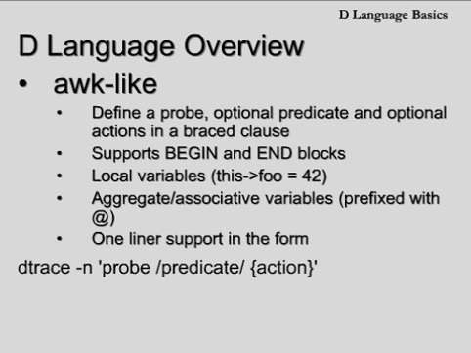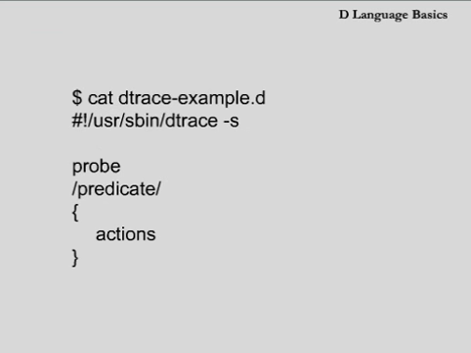So here's our first DTrace example. This is completely contrived. This actually does not compile. There is no probe named probe. There's no predicate named predicate, and there's no action called action. But this is just to give you a flavor of what a DTrace script might look like if you happen to cat it from your command line.